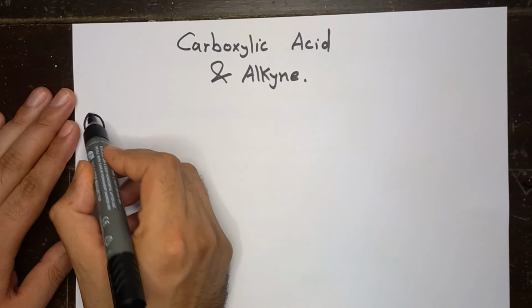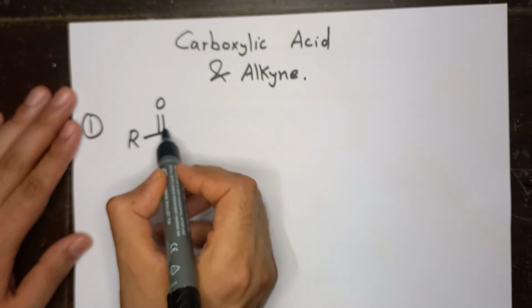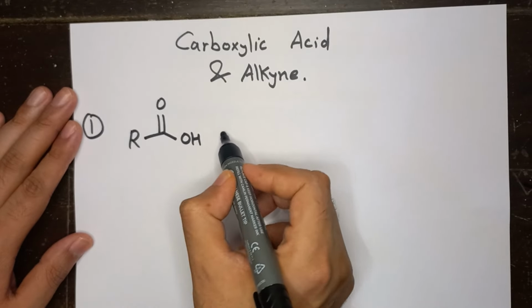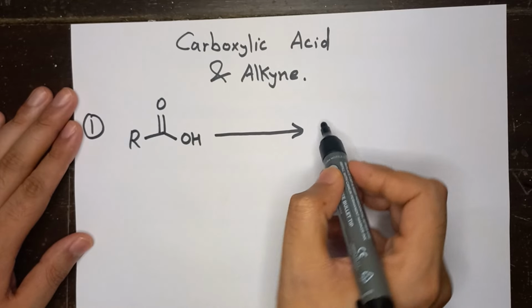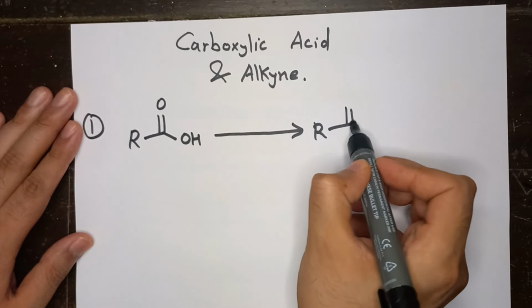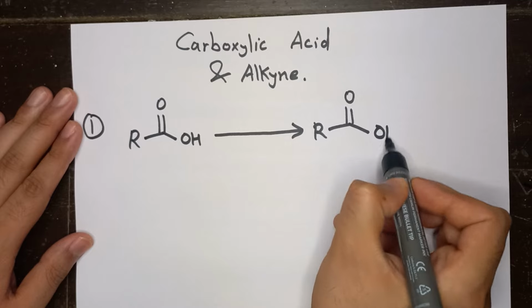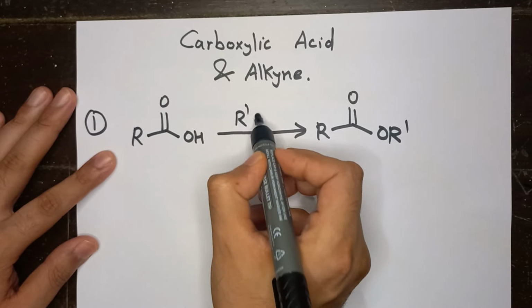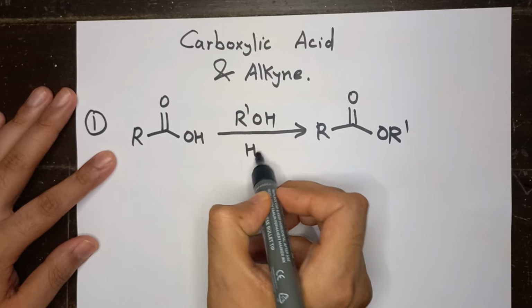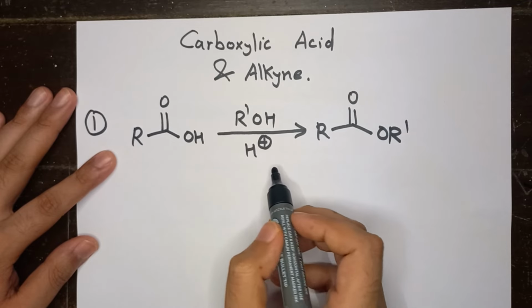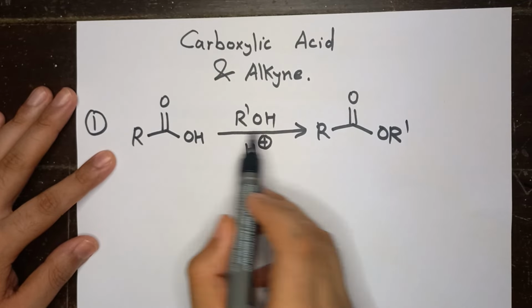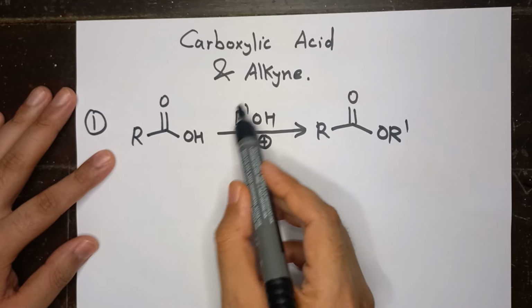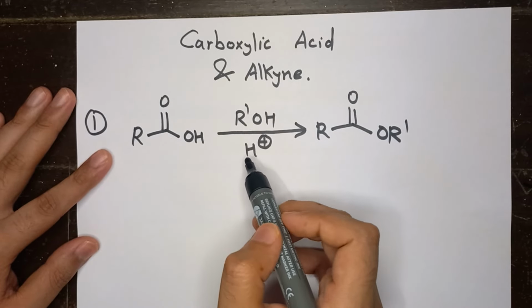So the first method to protect carboxylic acid, so this is my carboxylic acid. And if you want to protect it, you need to convert it into an ester. And the reagents we are going to use are an alcohol under acidic medium. So that's all you need to convert your carboxylic acid into an ester, an alcohol source and acidic medium.